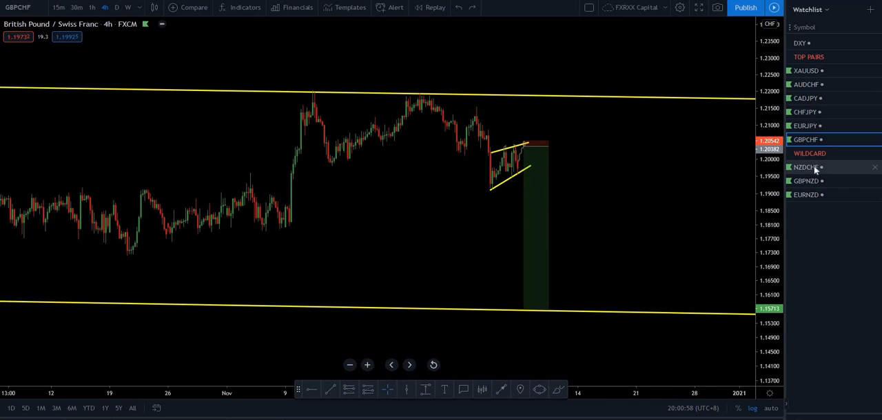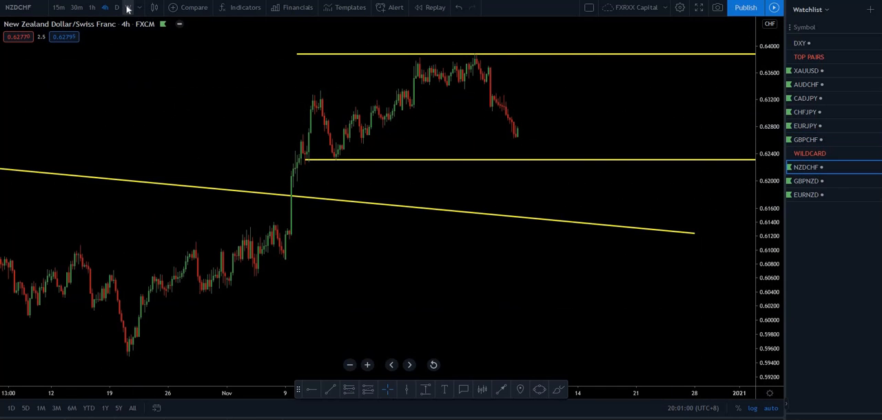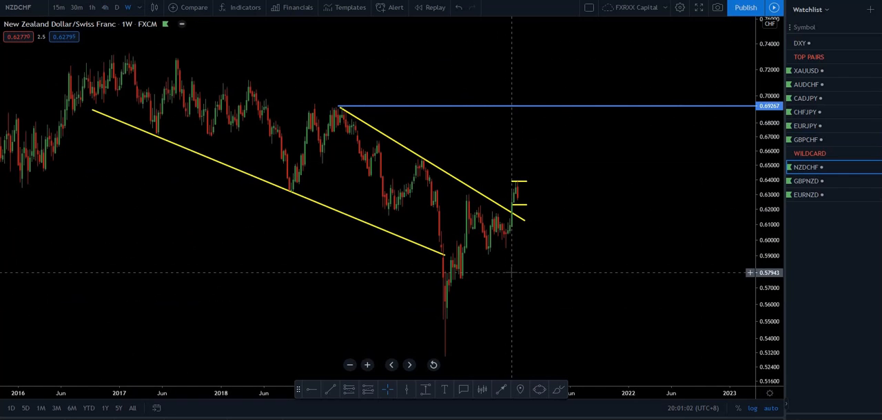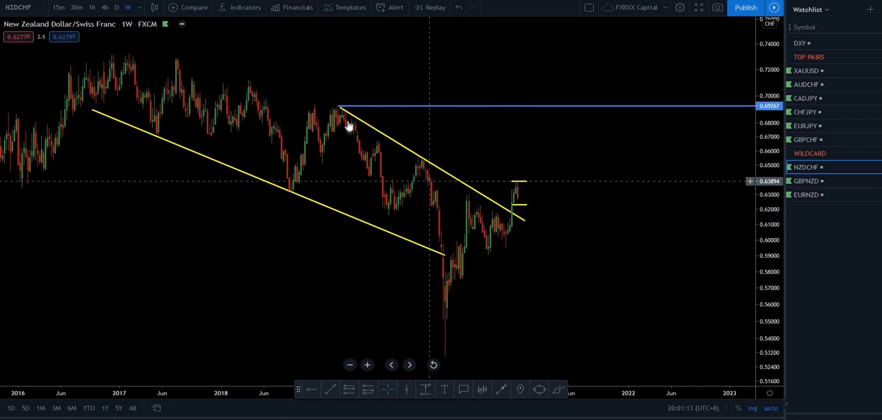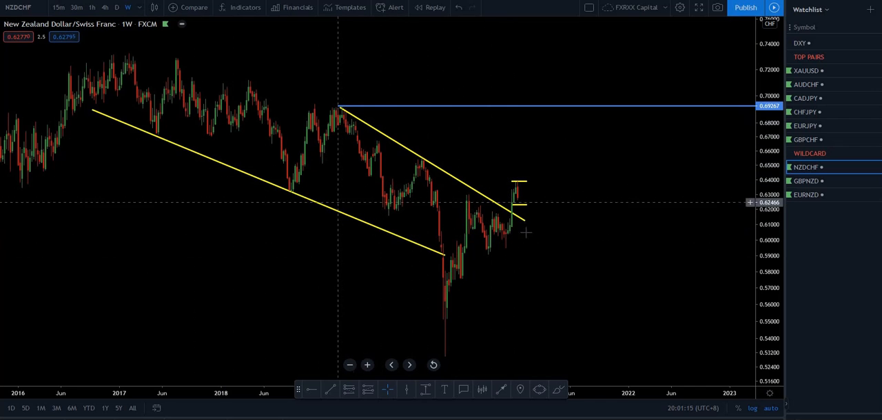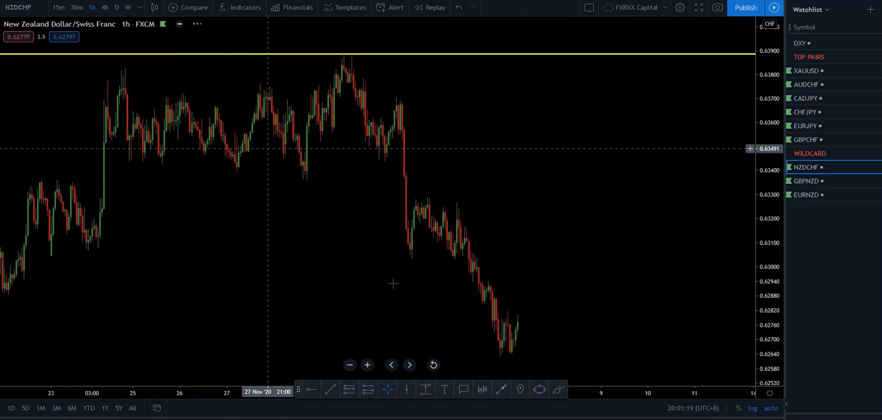Next we move to wildcard. Wildcard, quite a clean structure as well. You can see this is one of the valid trades I want to take. So price already broke this descending channel. This is quite a falling wedge in large scale. Wanted to create a bull flag in this moment.